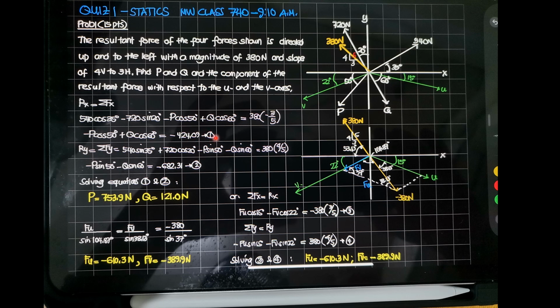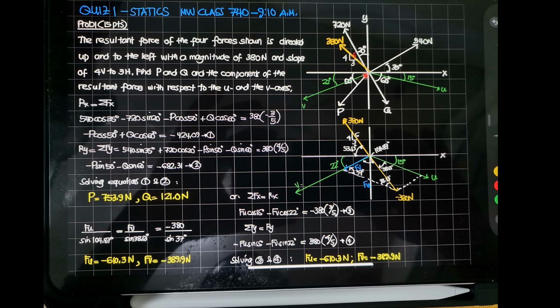Call that equation 1. Likewise, Ry is the summation of forces in y. Again, beginning with 540, the y component of the 540 newton force is positive: 540 sine of 35 degrees. Then the y component of 720 is also positive, directed upward: 720 cosine of 20 degrees.